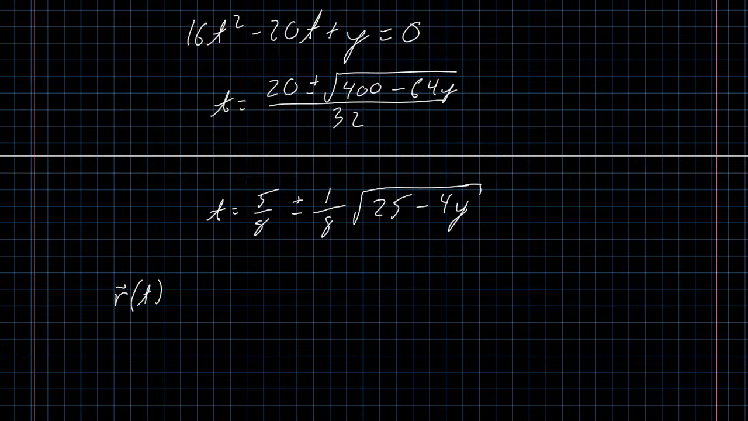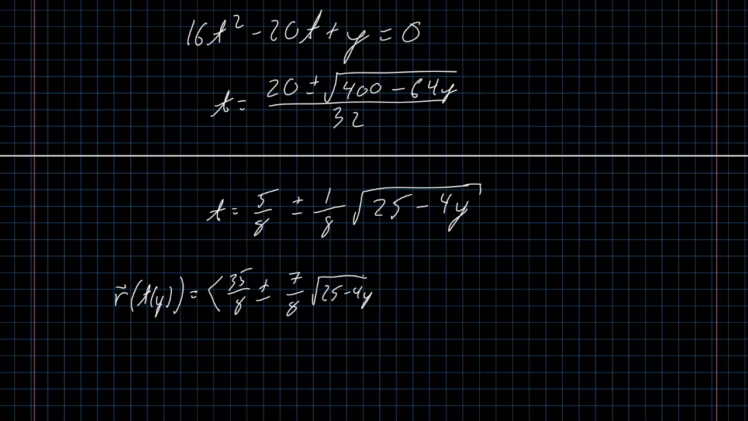R of t of y is, well, the x component is going to be 7t, so that's going to be 7 times 5/8, which is 35 over 8, plus or minus 7/8 times the square root of 25 minus 4y. And then you can go through and actually plug it in if you want to, but we solve this very specifically so that the y component would just be y.